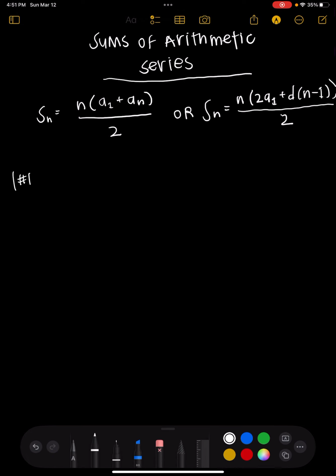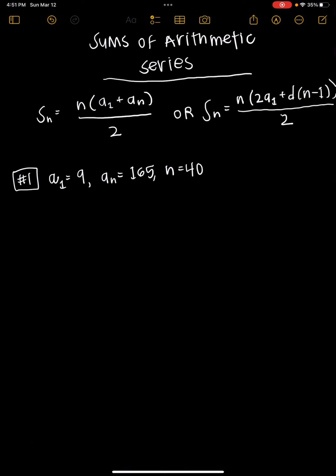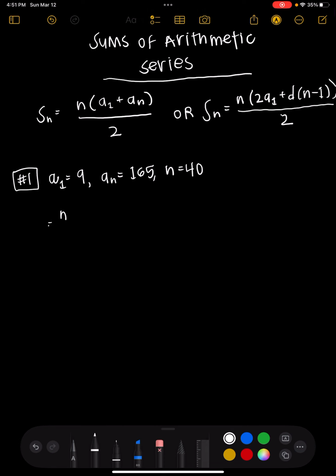The first example gives me that a sub 1, which is my first term, is equal to 9. A sub n, which is my last term, is 165. And then n, which is how many terms I have, is 40. So if I'm looking at the two different equations and what I have, because I have a1, an, and n, I'm going to use the first equation. I'm going to just rewrite it down here. S sub n is equal to n times a1 plus an, all divided by 2, because I have all of that information.